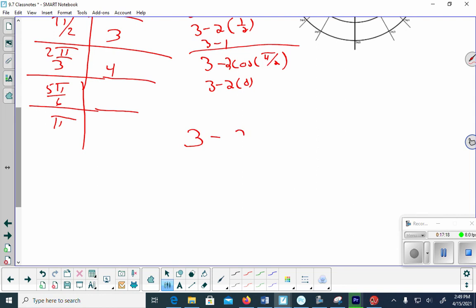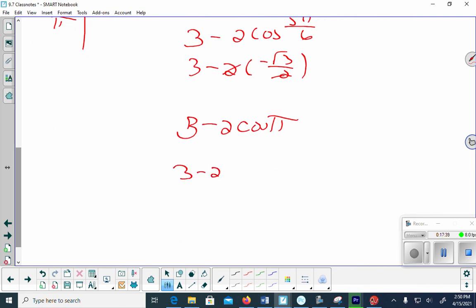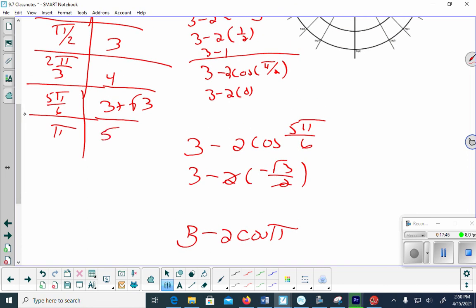Next, 3 minus 2 times the cosine of 5 pi over 6. So 3 minus 2 times the negative square root of 3 over 2. The 2's will simplify. Negative times the negative is positive. So this will be 3 plus the square root of 3. And finally, 3 minus 2 times the cosine of pi. The cosine of pi is negative 1. So that'll be 3 plus 2. And so this value will be 5.